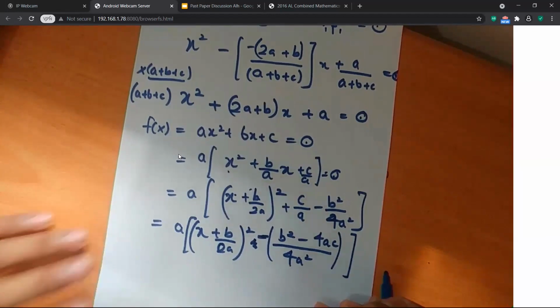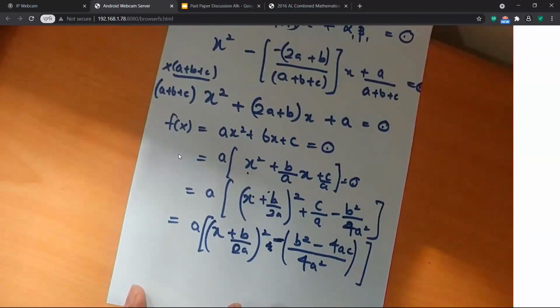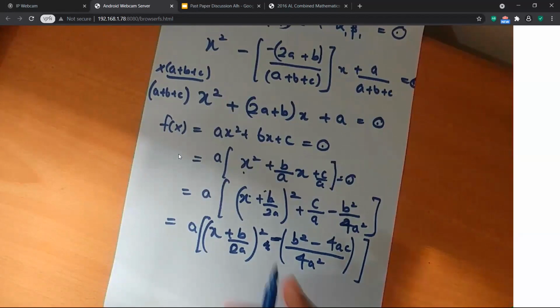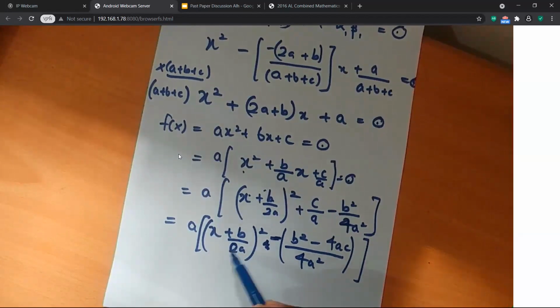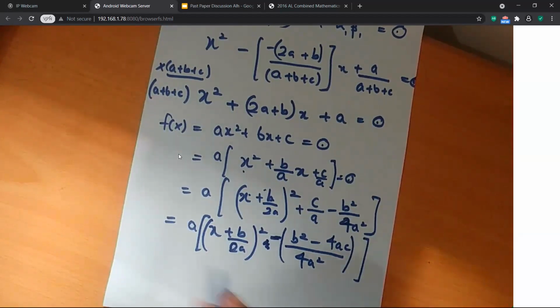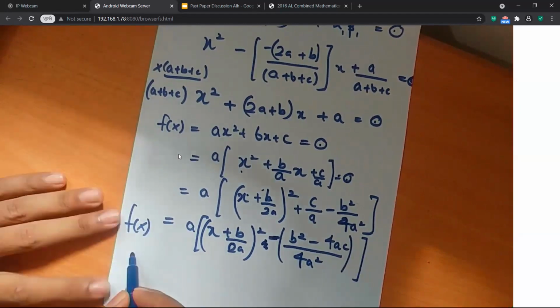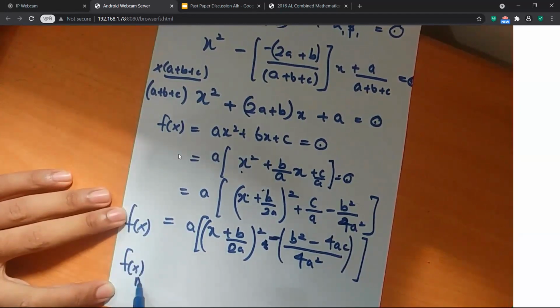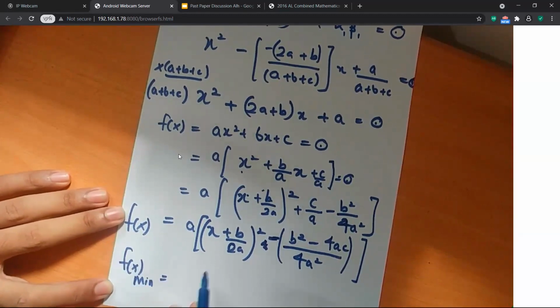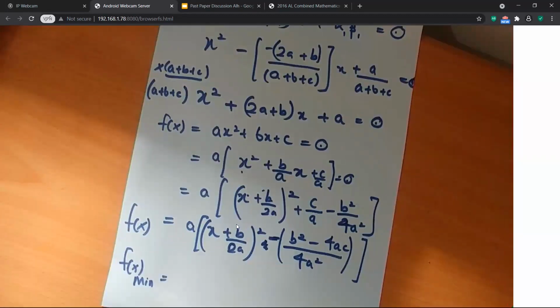Now, why do I say we need to do this to get the minimum value? This is the square term that you see here. Now, f(x) minimum comes at what point? So what should the square term, x plus b over 2a, squared, be? What is the value of the square term when this whole equation is at its minimum? Any idea?